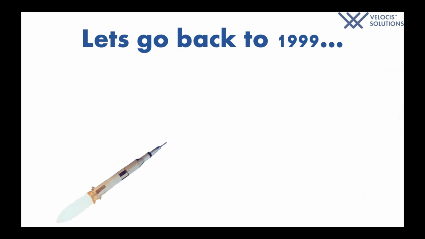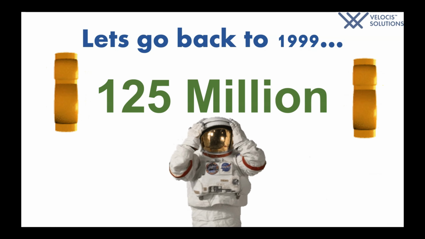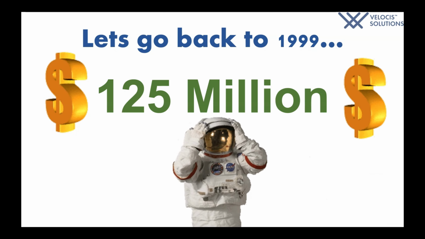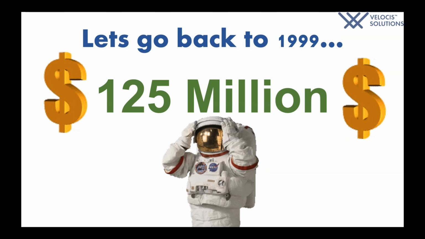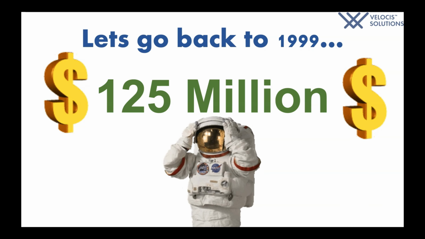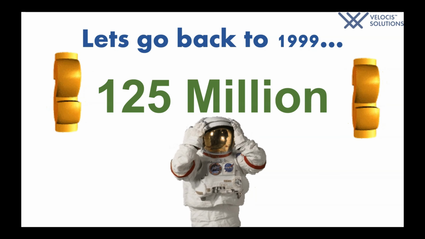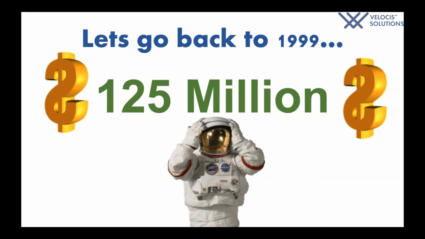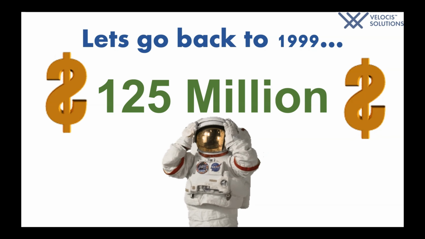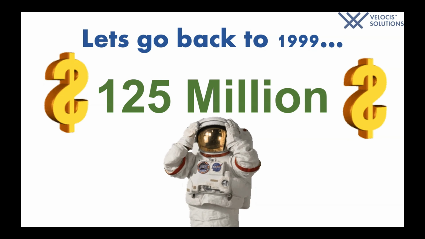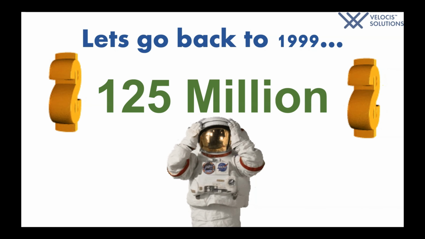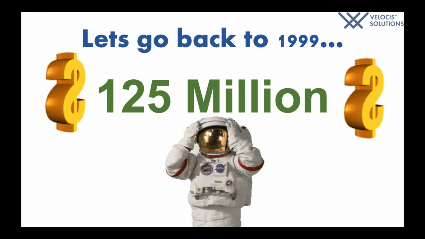Let's go back to 1999, where NASA lost $125 million due to a tiny mistake. Let me tell you what happened exactly. NASA lost the Mars orbiter because one team used metric units for calculation, while the other team didn't. I think this simple but effective story made you understand the importance of units.